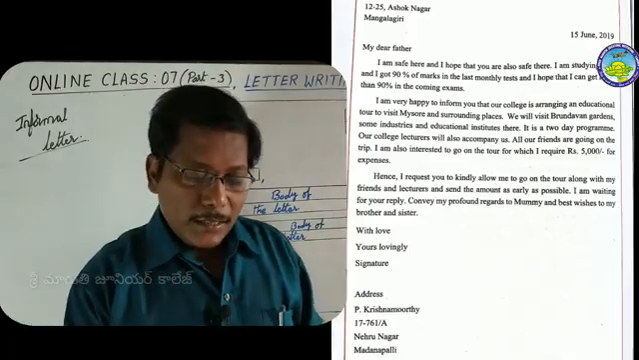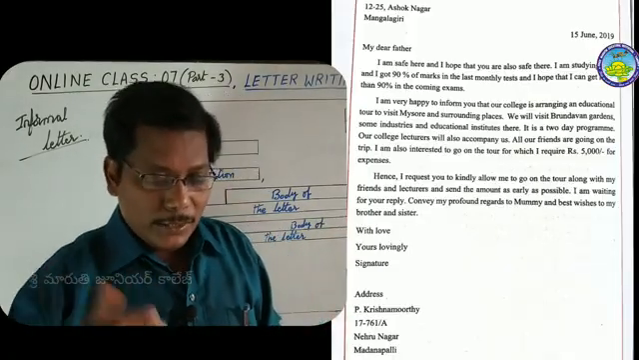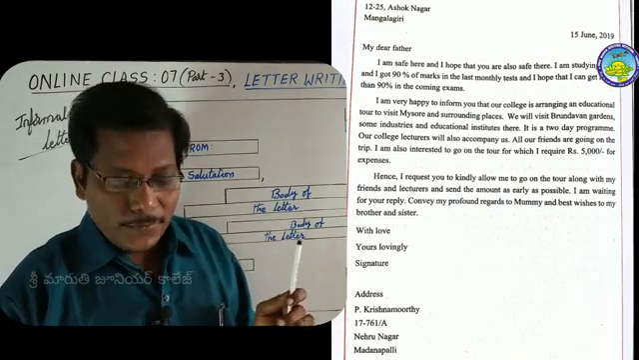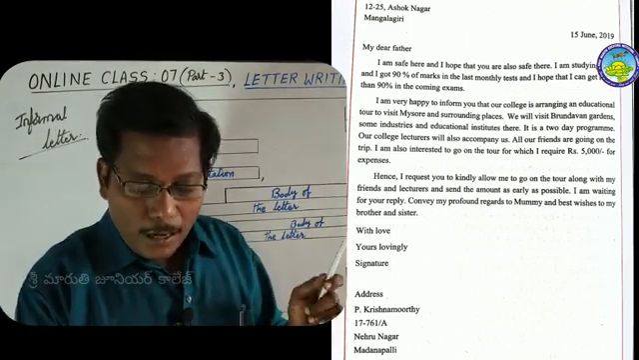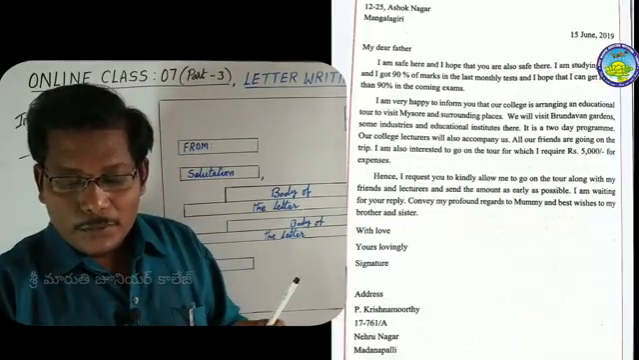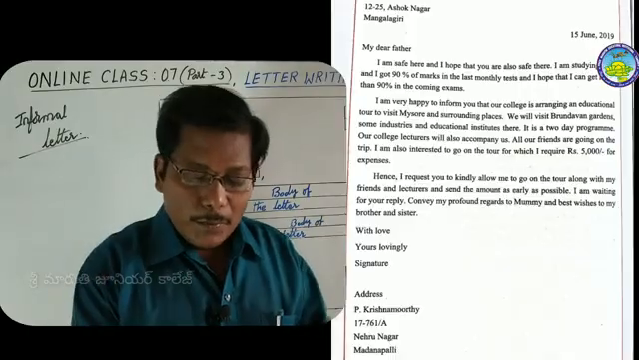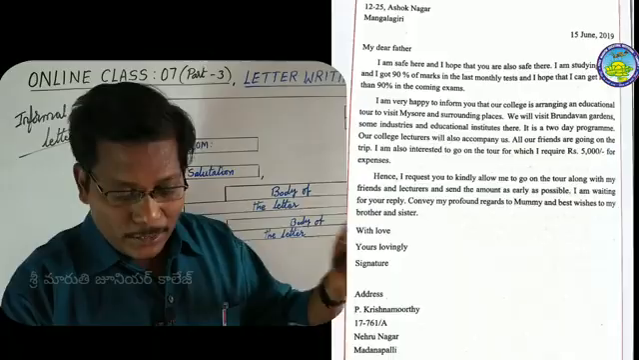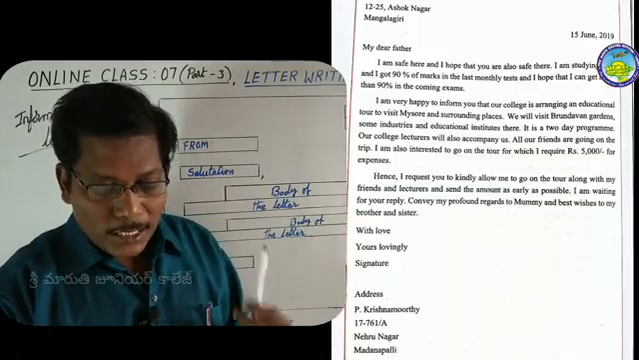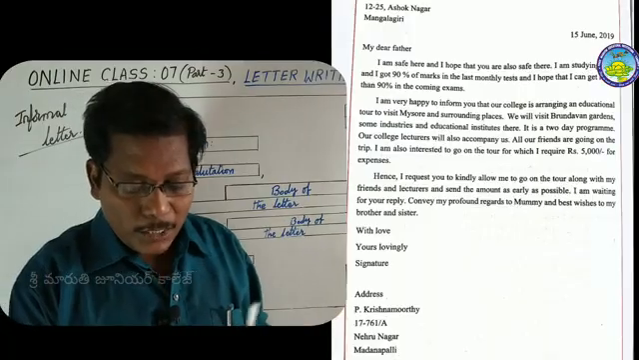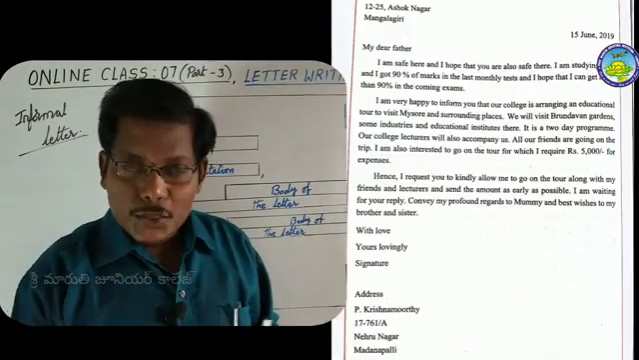After writing this one we need to write the to address. Here, "With love, yours lovingly, signature," something is given. You don't write like that. After this last line, "Convey my profound regards to mommy and best wishes to my brother and sister," below that you write the address, the to address. You see the to address: P. Krishnamurthy, 17-761/A, Nehru Nagar, Madanapalli and Chittoor district.